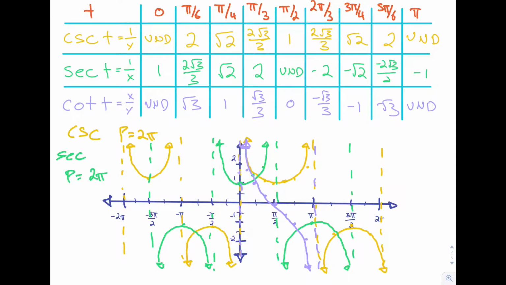So that looks a whole lot like tangent, right? In fact, it looks like if we flipped tangent over the x-axis. And that should make sense, right? Because we're just flipping the x and y ratio. Tangent's y over x, cotangent's x over y. Then we would have to shift it over just a little bit, right? Because tangent goes through the point 0, 0.